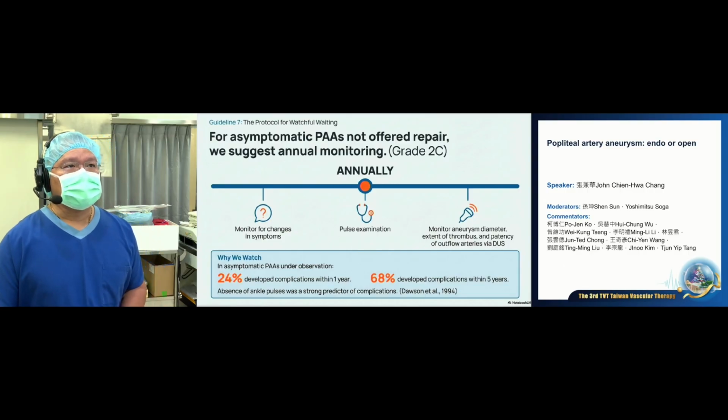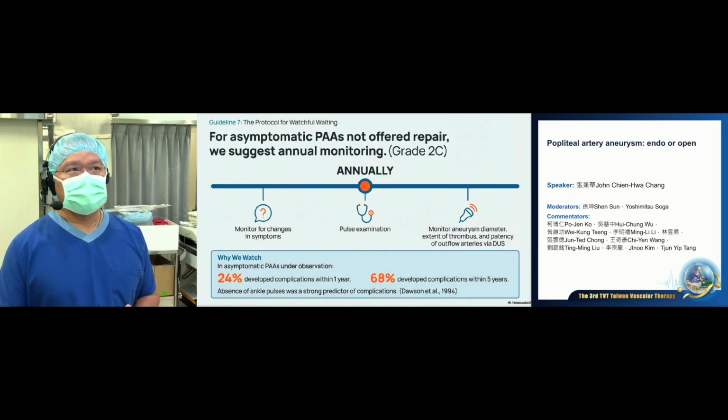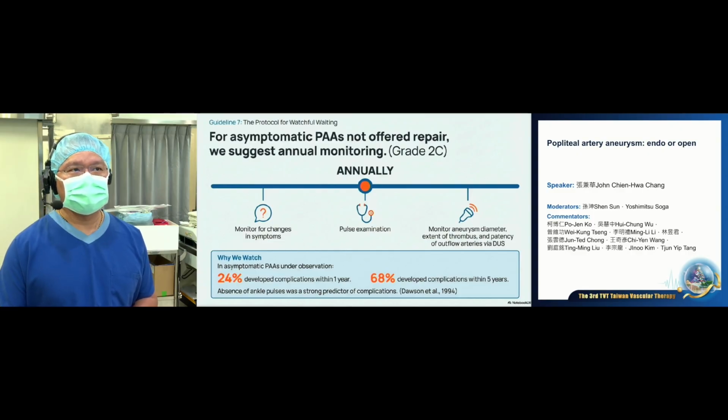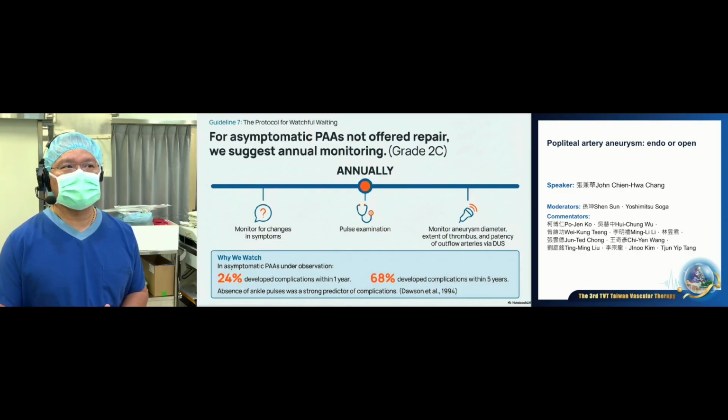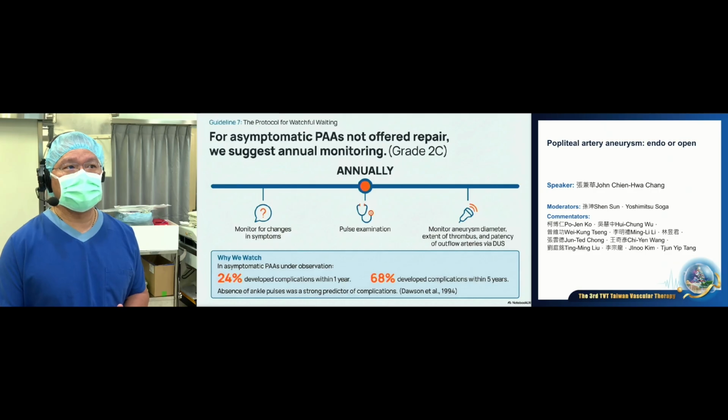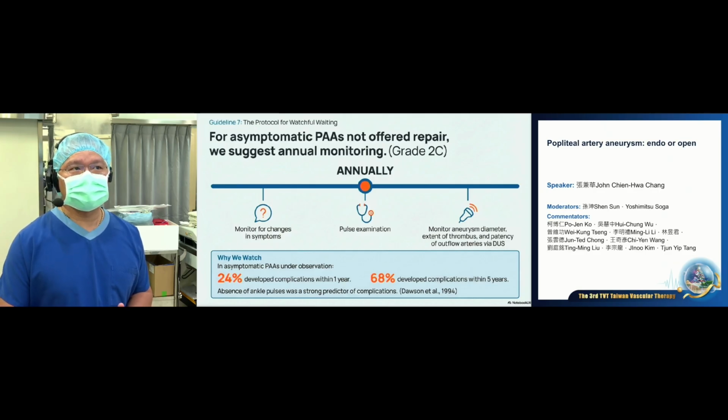So if we decide to keep observation, what should we do? We should monitor for any changes in symptoms, check the distal pulse, and monitor the aneurysm by Doppler ultrasound, because complications can develop within 1 year, and in 5 years, nearly 70% develop complications.